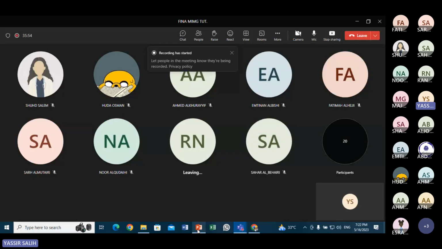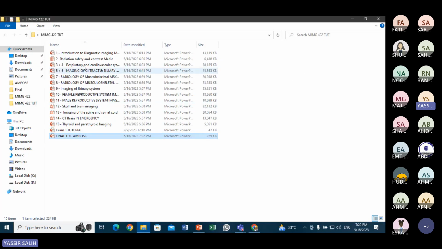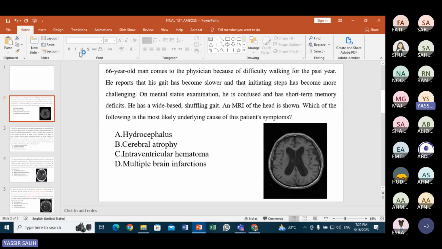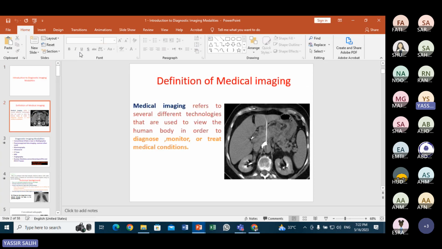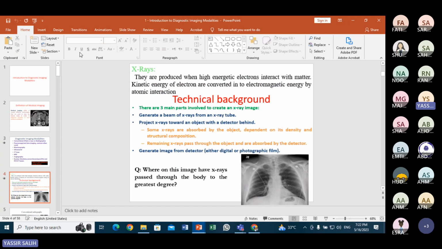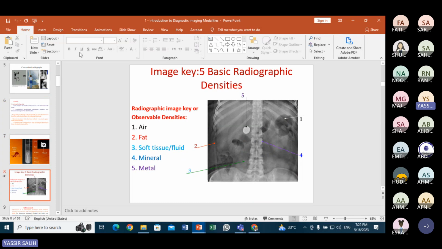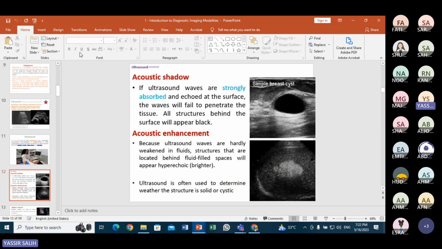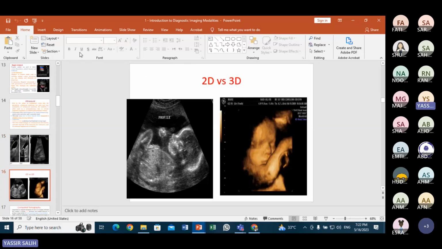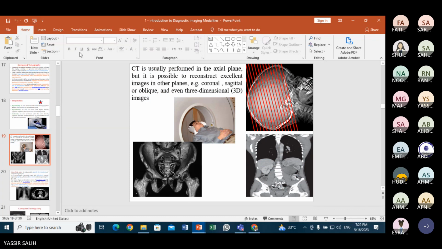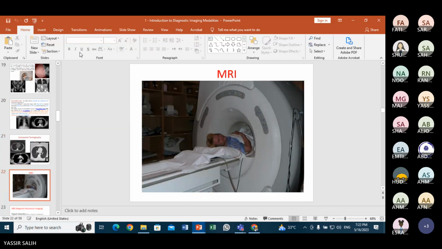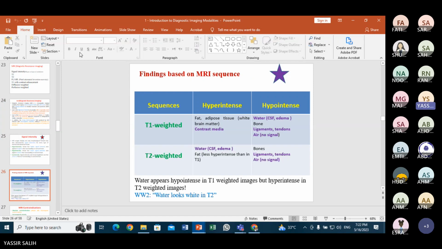Then we have to cover all the lectures, starting with the lectures included in exam 1 and exam 2, and we select some parts. You have to review these parts carefully. The first slide will be the sequences and the appearance of different tissues on MRI, T1 and T2.